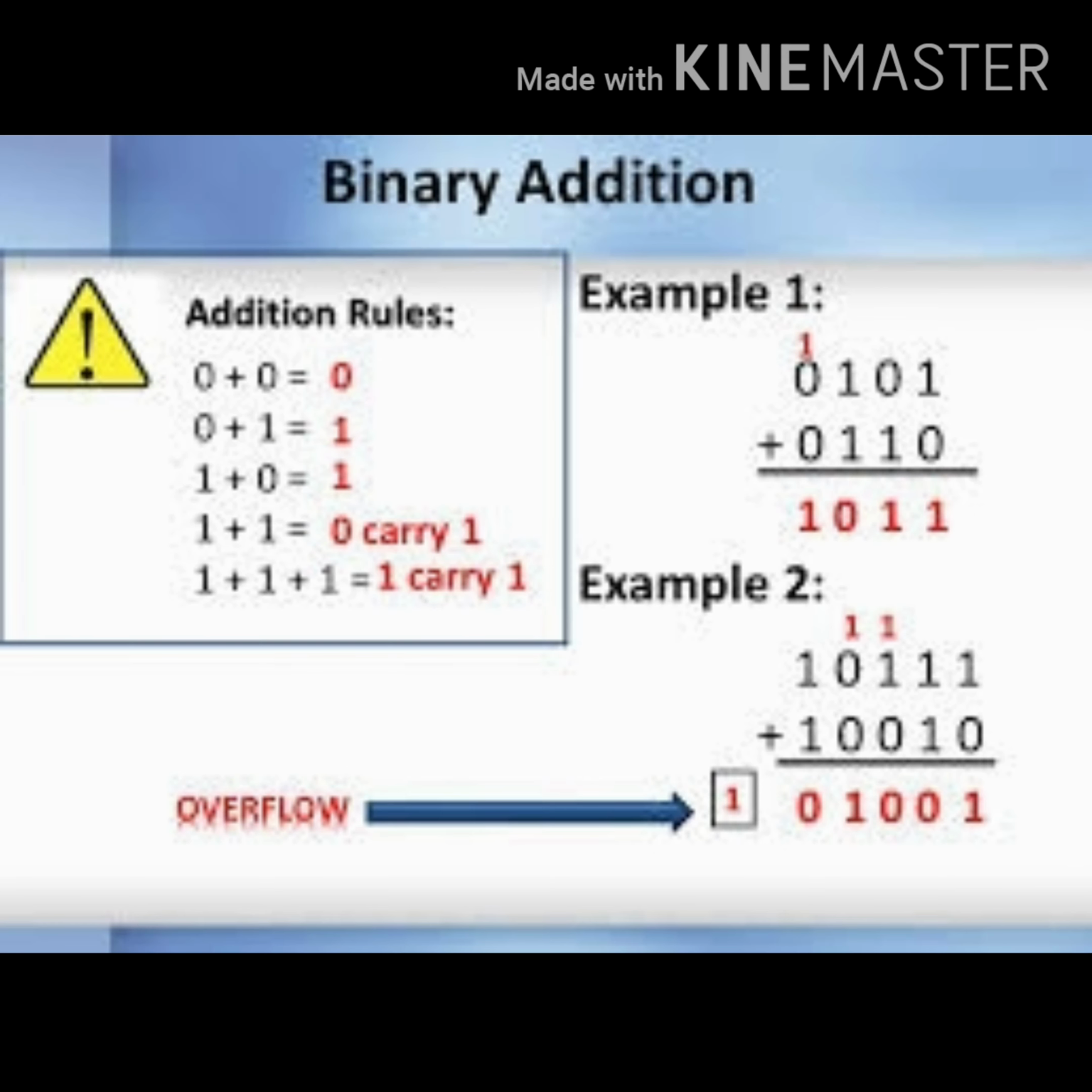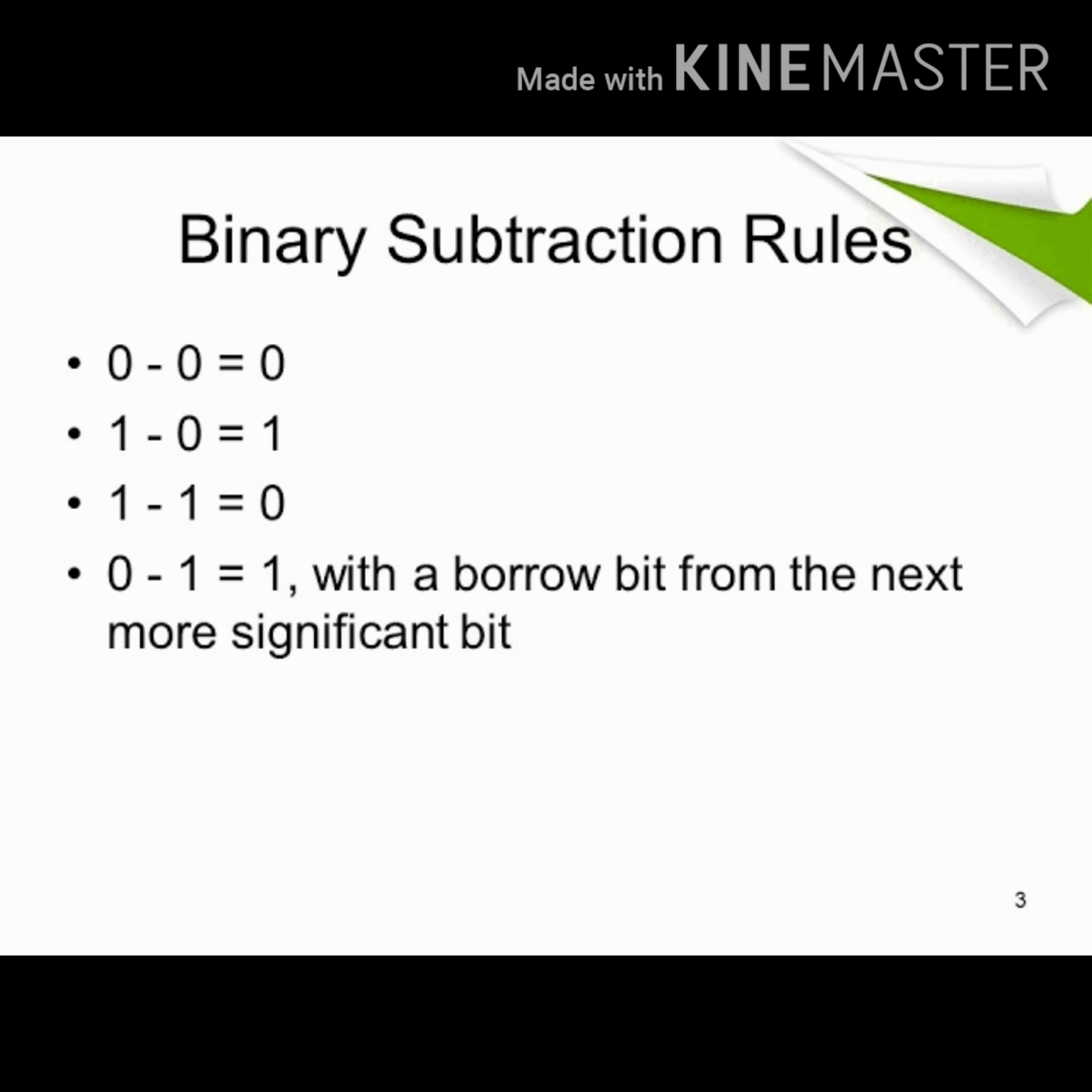So we will discuss binary addition also. If you follow the addition rules: 0 plus 0 is 0, 0 plus 1 is 1, 1 plus 0 is 1, 1 plus 1 is 0 and carry 1, and 1 plus 1 plus 1 equals 1 with carry 1. The same goes for binary subtraction rules: 0 minus 0 is 0, 1 minus 0 is 1, 1 minus 1 is 0, and 0 minus 1, you can take a borrow of 1, like you do in math.